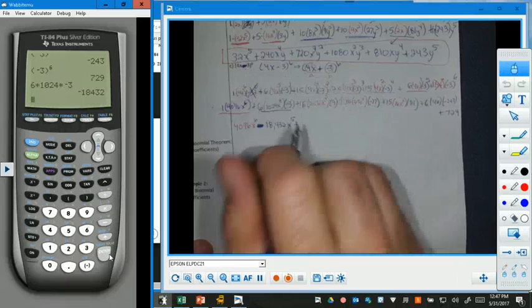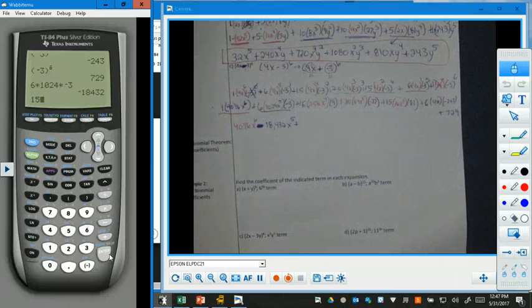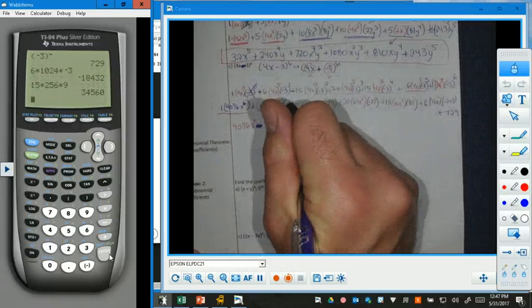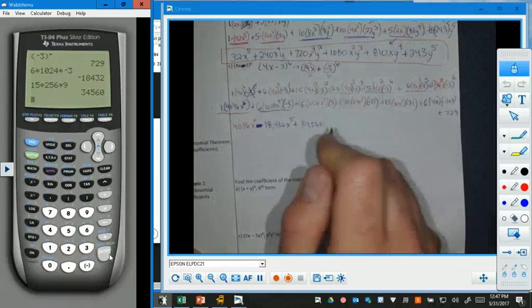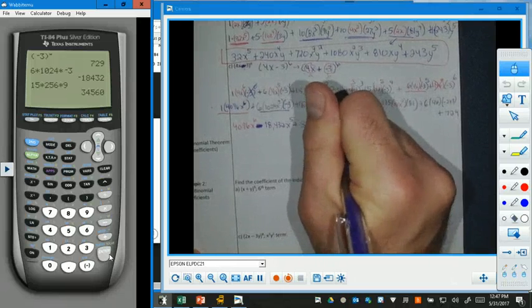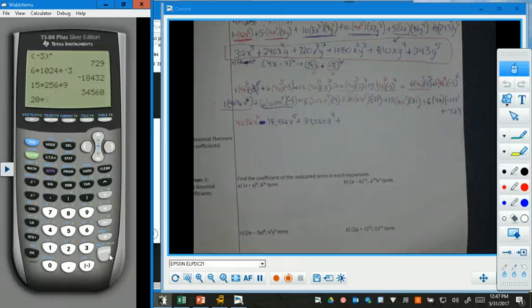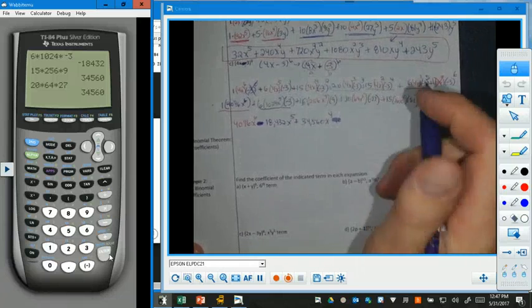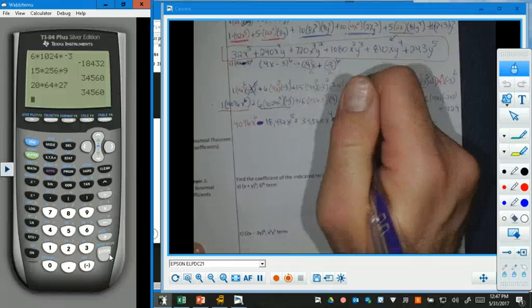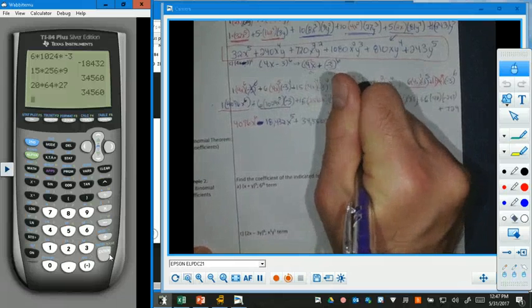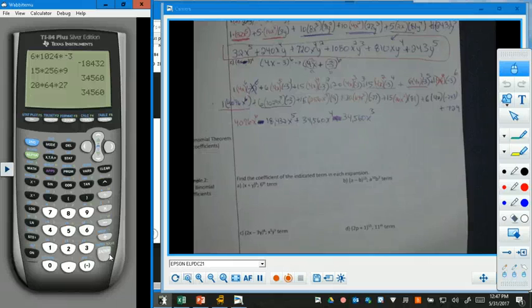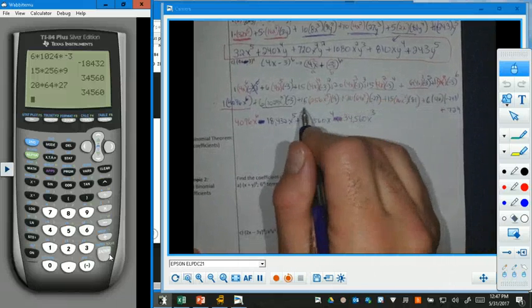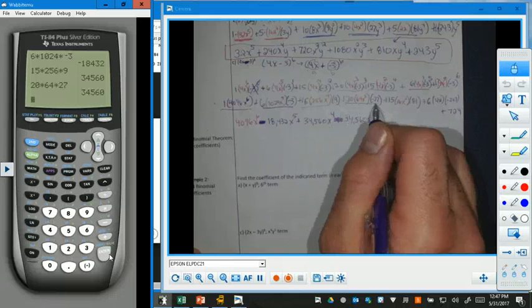The next one will definitely be a plus, because I have positive times positive times positive. 15 times 256 times 9 is 34,560 x to the fourth, plus 20 times 64 times negative 27 will give us, it'll actually make this a minus because it's a negative. So this will become minus 34,560 x cubed.